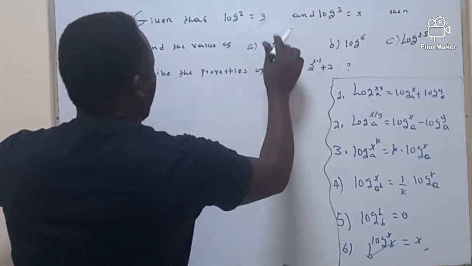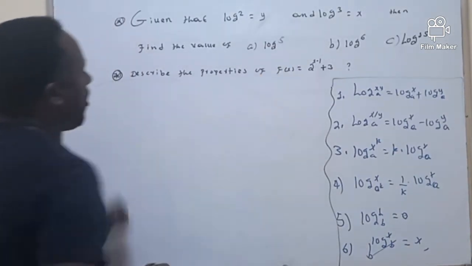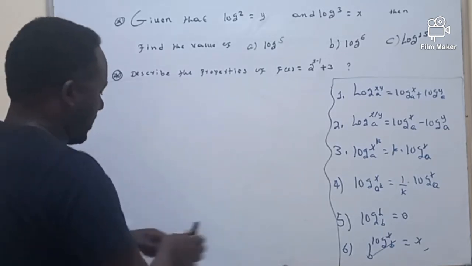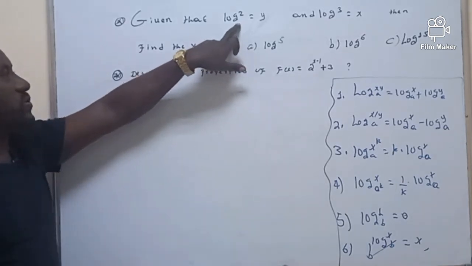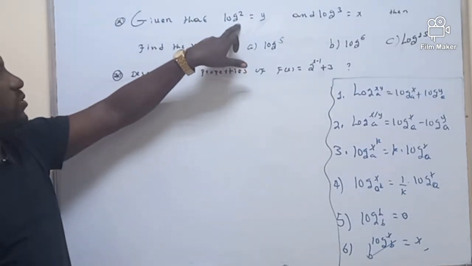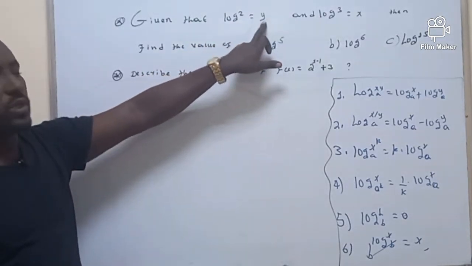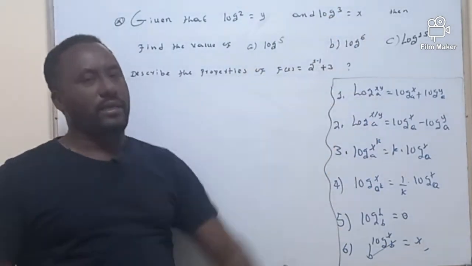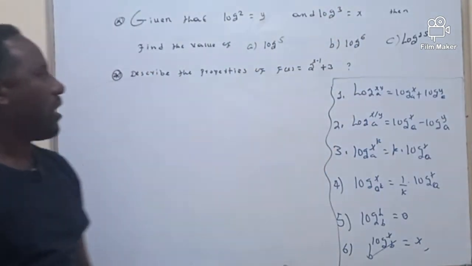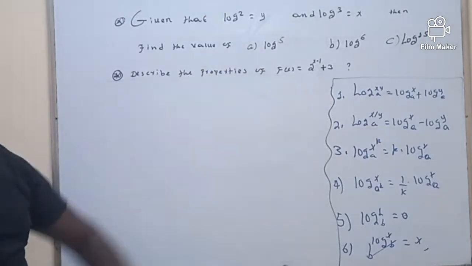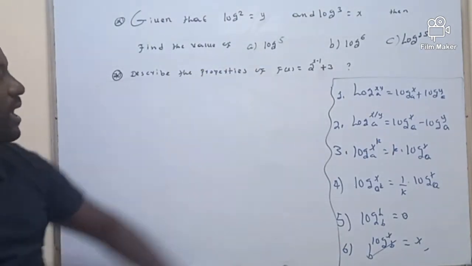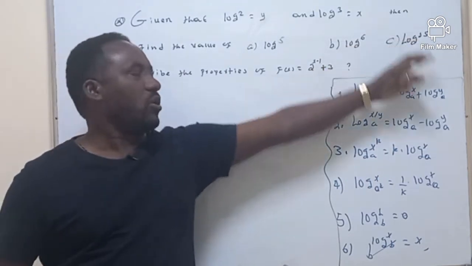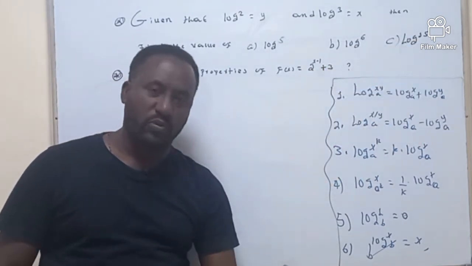In this problem, you are given that the logarithm of 2 to the base 10 is, assume, x, and the logarithm of 3 to the base 10 is again, say, y. Then how are we going to describe the logarithm of 5 to the base 10? How are we going to find log 6 to the base 10 and log 15 to the base 10? How do we do this one?